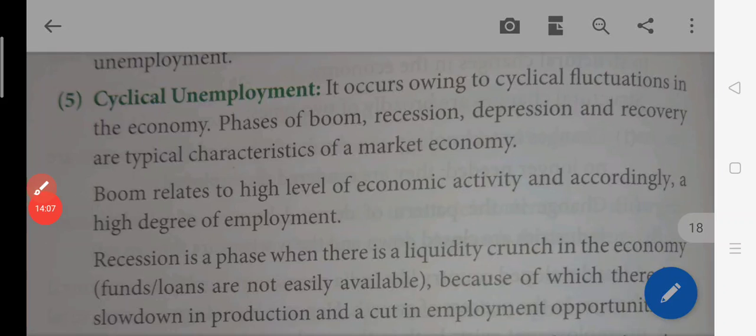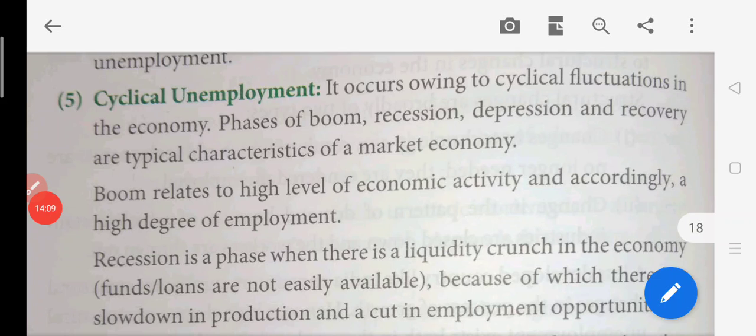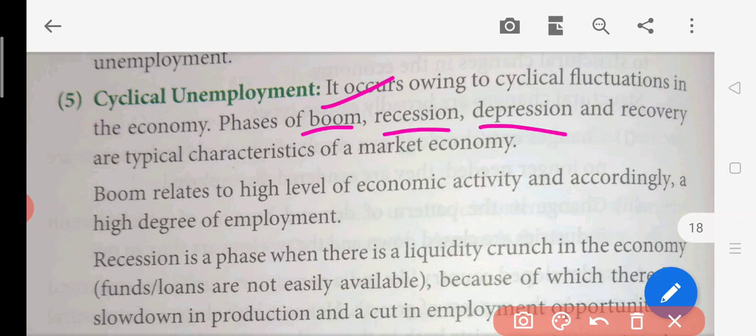Now what is cyclic unemployment? Cyclic unemployment means, in the economy there are basically three types of cycles: boom, recession and depression. Boom is a time period where the employee finds a lot of jobs, meaning a lot of demand will be there in the economy, and companies will be ready to provide jobs to people. And this boom period doesn't continue forever, then the recession comes. Recession is a time period where the demand drops in the economy, and due to it many people become unemployed.